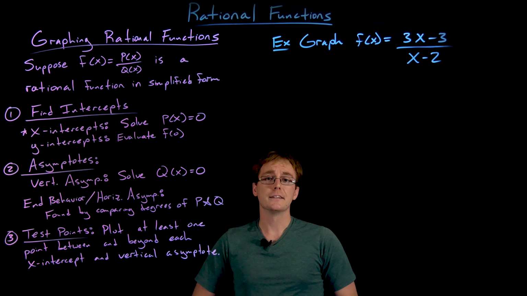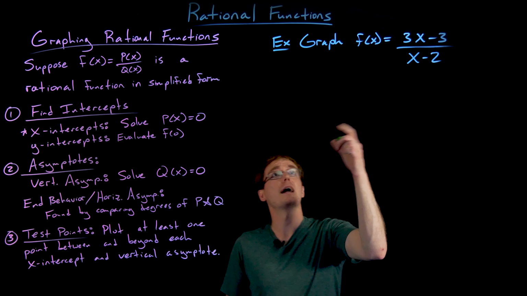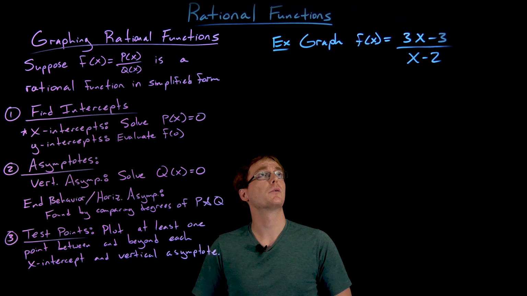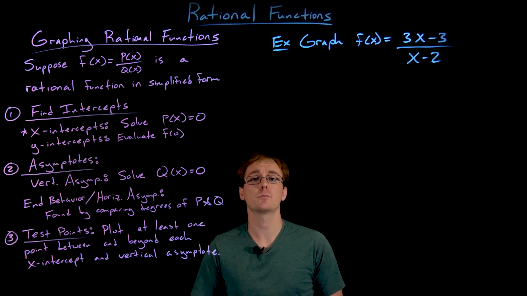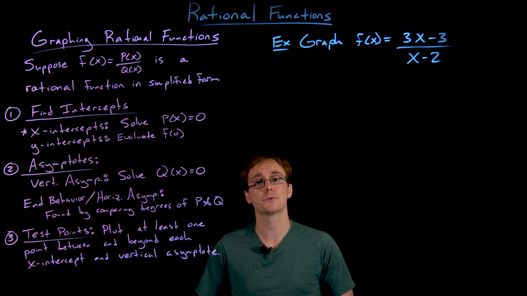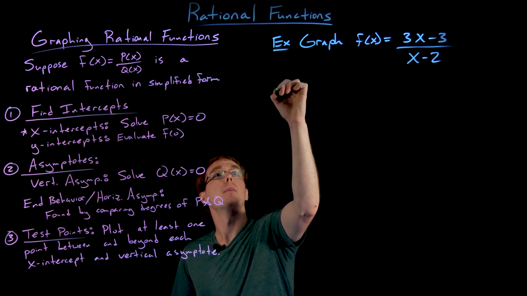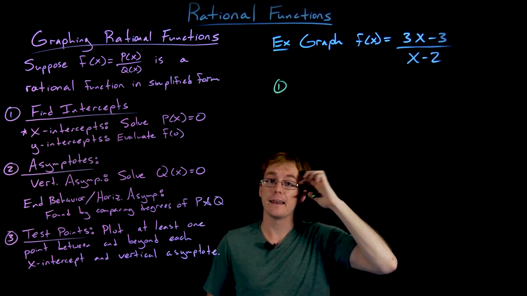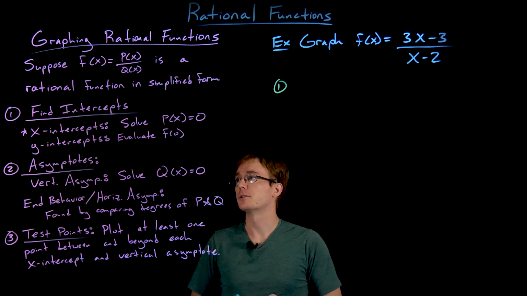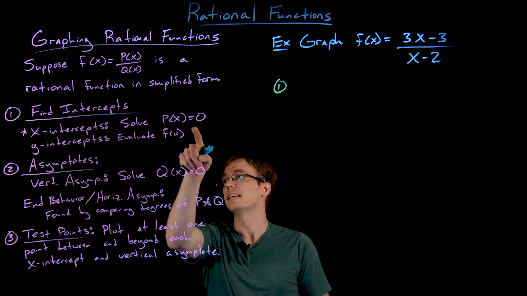All right, so let's go ahead and see how our procedure is going to work for graphing this example. In this example, we want to graph the rational function f of x, which is defined as 3x minus 3 in the numerator and x minus 2 in the denominator. So let's start gathering our information in our procedure over here, starting with the x-intercepts.